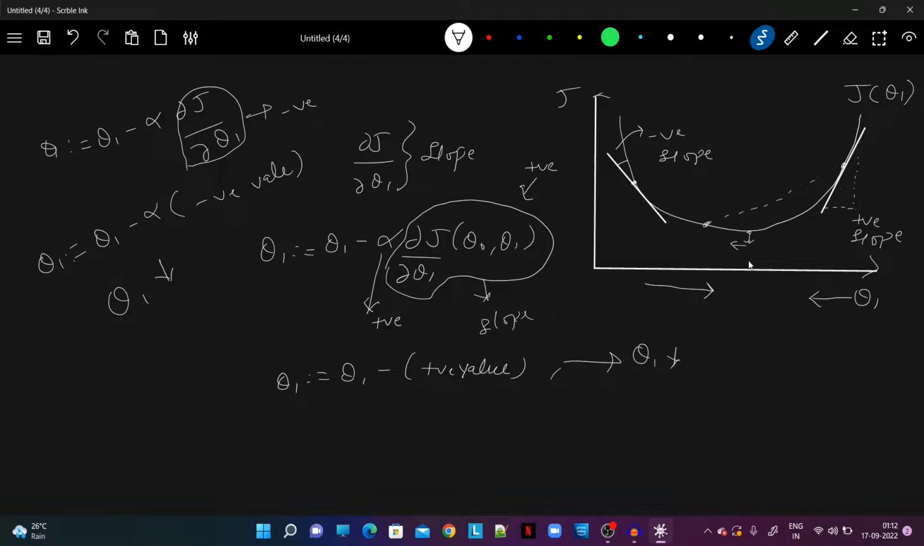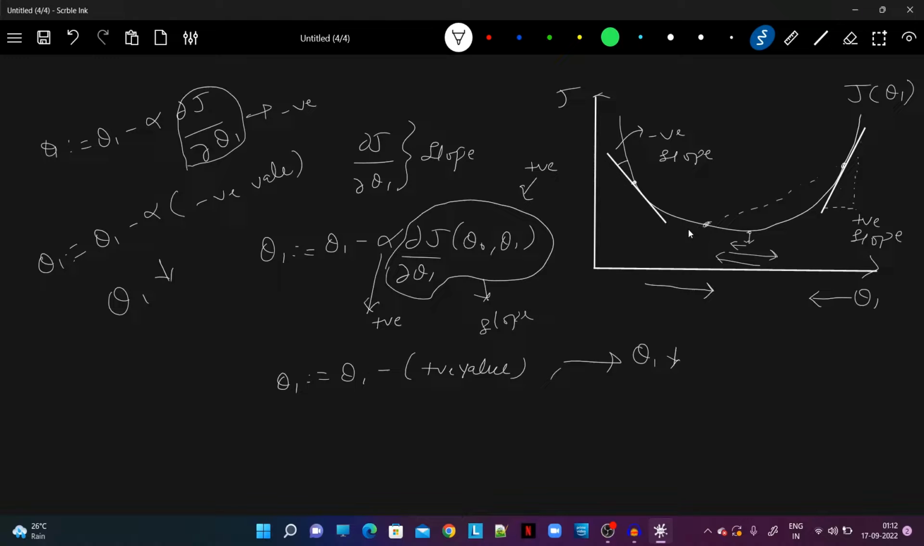That is why it will keep on oscillating. Then here the slope will become negative, again it will overshoot and move here, and then again it will overshoot and move here. So in this way it may keep on oscillating. Thus you need to carefully determine the value of the learning rate.